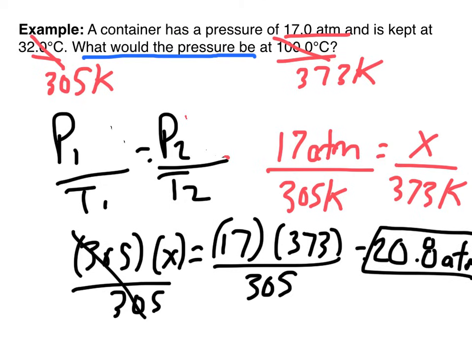Now, does that make sense? Let's take a look and see what happens. If I have 17 atmospheres of pressure, and I have 305 K, if I increase the temperature, what should happen to the pressure? The pressure should go up, and it did. It went up to 20.8 atmospheres, and that makes perfect sense. So that's how you solve combined gas law questions.